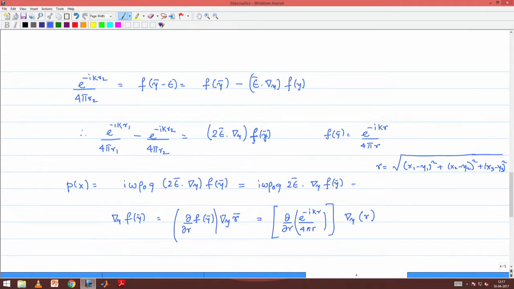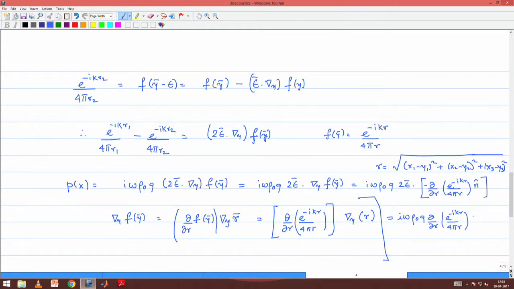So, therefore, you have n denoting that above quantity, and if you make that substitution in the derivation, you get the following. So, here we will have i omega rho 0 q 2 epsilon dot of this quantity, and this gradient of y f y is now computed as del r of e to the power minus i k r by 4 pi r into del y of r. So, that quantity is minus n. n is a unit vector, so then a minus has to be accounted for. That is all we have. So, this expression can be simplified to the following: i omega rho 0 q del r of e to the power minus i k r by 4 pi r into 2 epsilon dot n, but it comes with a minus sign because there is a minus sign associated with n, right.